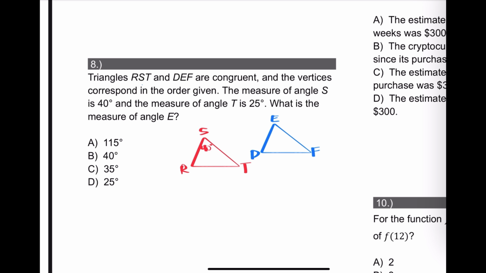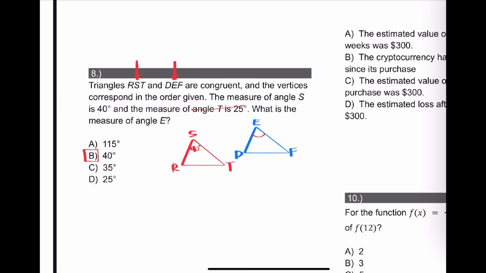So this is kind of just extra information we don't need to know. They're looking for this equation right here. We can see that S and E correspond, so B would be the correct answer. You could also notice that in the order right here, without drawing it, S and E are in the same order. So if S is 40, then E would have to be 40 as well.